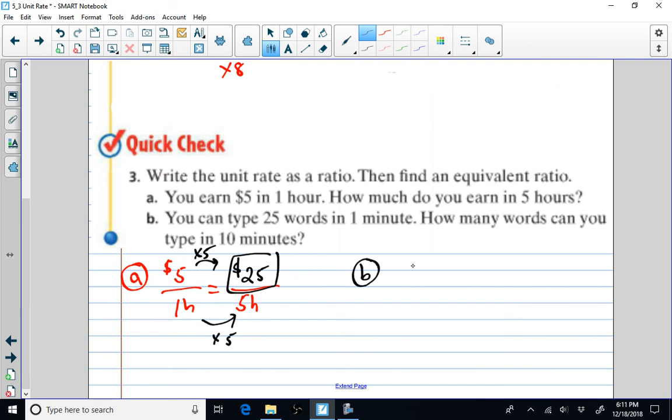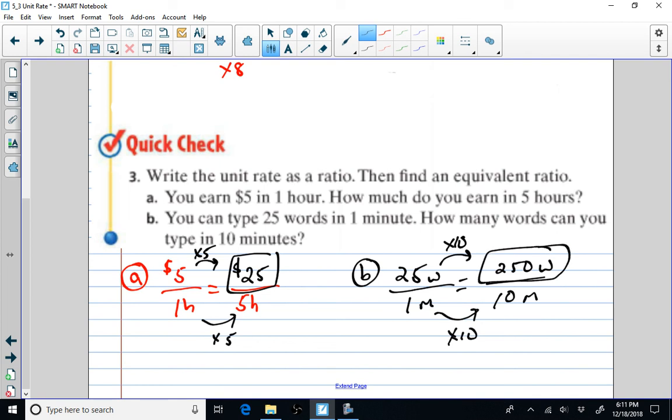Part B, 25 words in 1 minute is your unit rate. We want to make an equivalent ratio to find out how many words we would write or type in 10 minutes. We'd have to multiply the denominator by 10. So we'd have to multiply the numerator by 10 to make an equivalent ratio. 25 times 10 would be 250, and that'd be 250 words in 10 minutes.